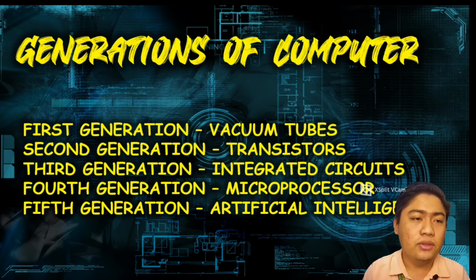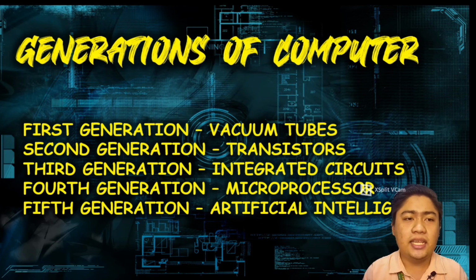So again, to sum up our topic, the generations of computers went from the vacuum tubes, transistors, integrated circuits, and microprocessor, up to artificial intelligence. For our next topic, we will discuss the different classifications of computers.